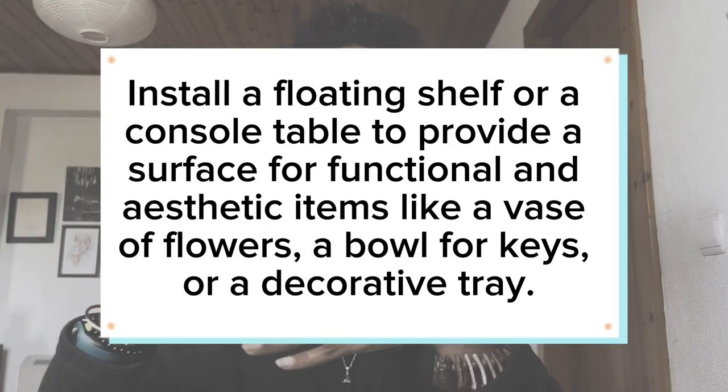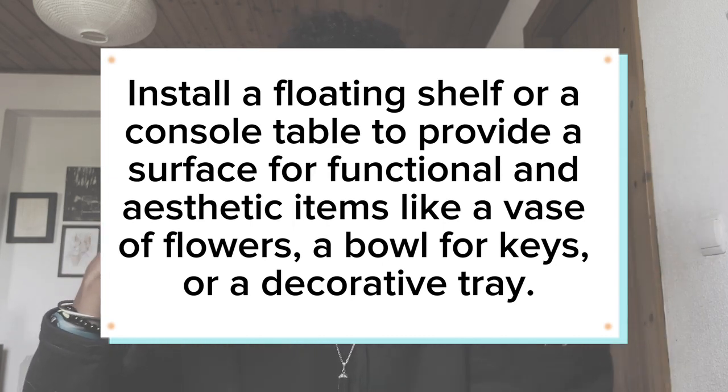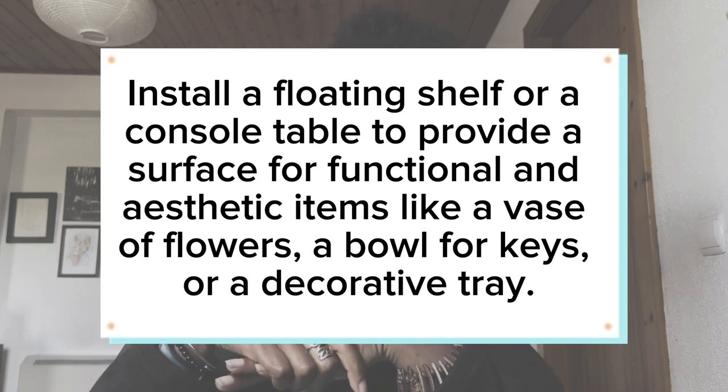You can install a floating shelf or a console table to provide a surface for functional and aesthetic items like a vase of flowers, a bowl of keys, or a decorative tray. The entrance most of the time is the best place for you to find solutions to hang coats, to store shoes, to put your keys, to put the umbrellas. So when you are decorating, think about the functionality of the entrance hall.